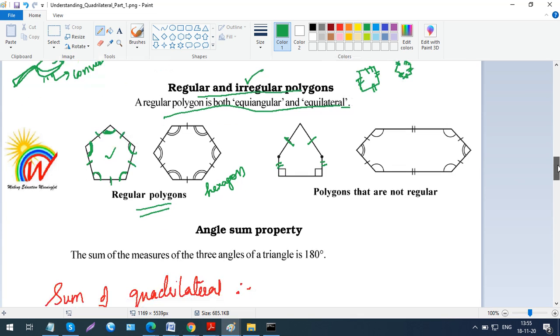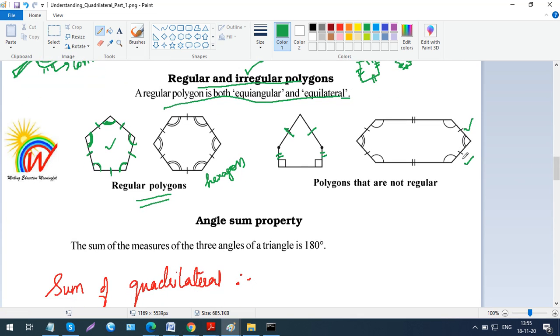Here you see these 4 sides are equal to each other, and these other 2 are separately equal, right? So here you see these 4 angles are equal to each other, but the other 2 angles are again separately equal to each other, so they are irregular polygons. Okay, so regular means all of them have to be equal.